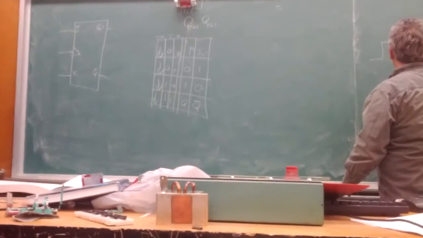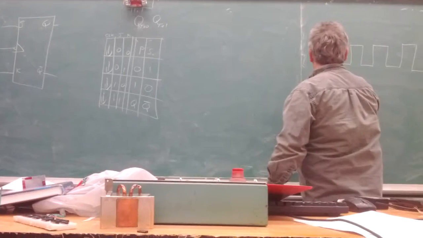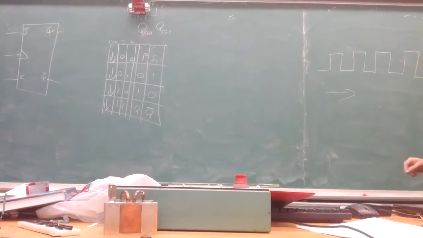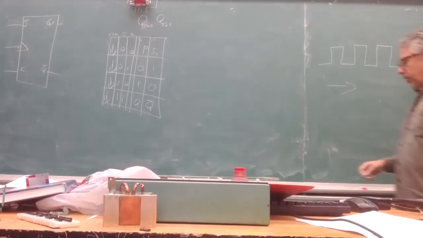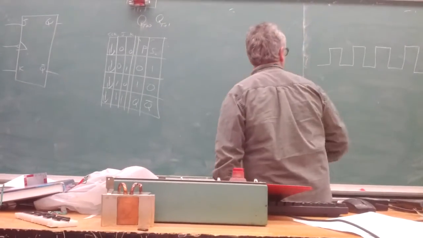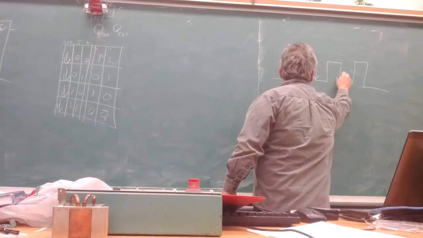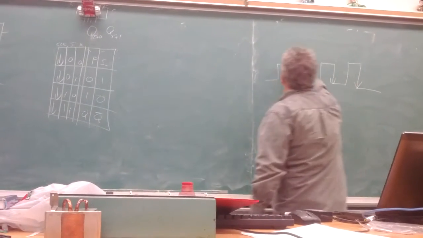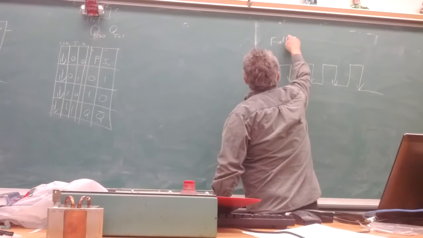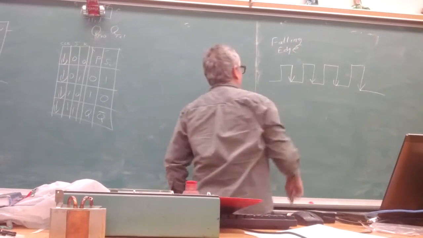Let's say 3 gig, this is what's happening. It's going in this direction. Nah, forget about going that direction. That's going to be too confusing. Okay. That's where that falling arrow is. It's called the falling edge. Okay. That's the falling edge.